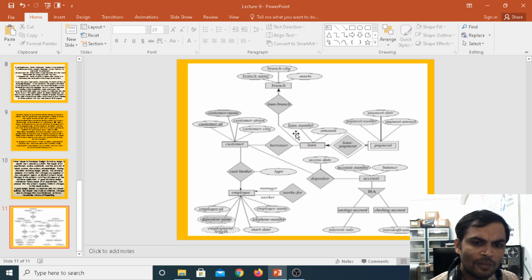Under the branch, loan will be there, payment will be there, customer will be there, employee will be there, then account will be there. These are the entities or database schemas. If you are designing a banking application, these are the database entity sets, or we can call them data entity sets. Branch is an entity, customer is an entity, employee is an entity, account is an entity, payment is an entity, loan is an entity. Here we have only 6 entity sets or 6 database designs.